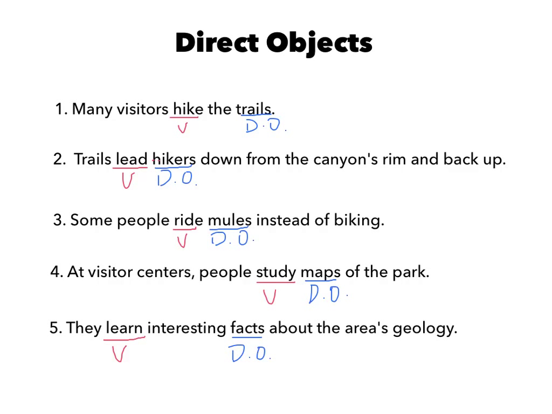So find the verb, as we did in number 1, hike, and ask the question, what do visitors hike? If you can figure out the right question to ask, the answer is almost always very, very easy, and therefore finding the direct object is pretty simple. So again, hopefully this helps, and good luck.